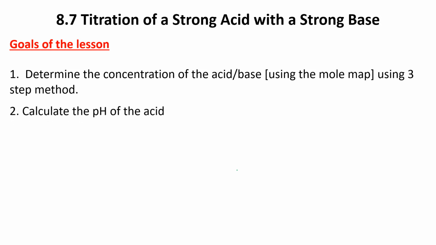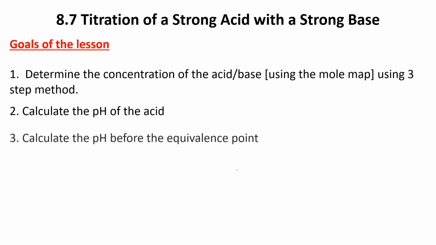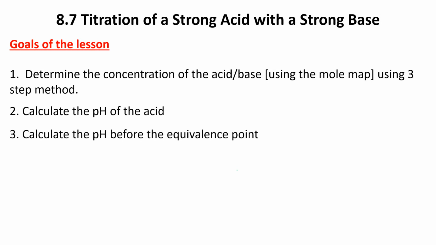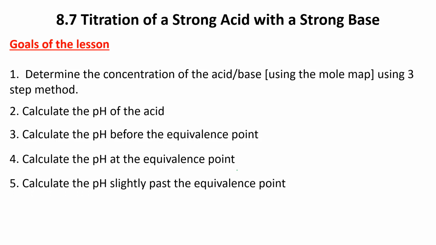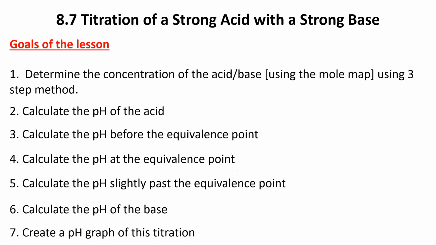Then, once we figure that out, we're going to do a few calculations. We're going to figure out the pH of the acid. Then we're going to get the pH a little bit of the way into the titration, we'll call it before the equivalence point. Then we're going to get the pH at the equivalence point, then slightly past it, and then the pH of the initial base. And lastly, we're going to make a little graph of all this stuff.